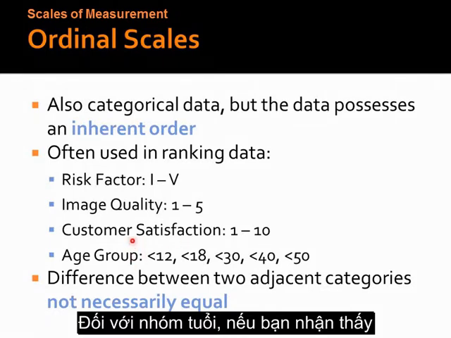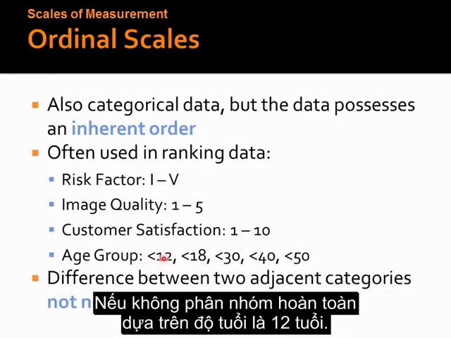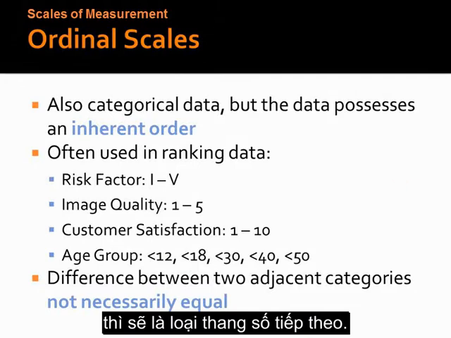Now, age group, if you've noticed, is something that you can measure scientifically, but the way we group them is based on our need. Now, if they were not grouped, if they were based purely on age, my age is 12, my age is 13, my age is not between 12 to 18 in this group, for example, it wouldn't be an ordinal scale anymore. It would be the next category, which is the numerical one.